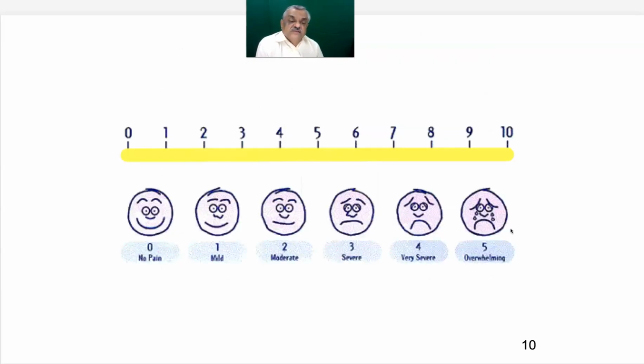Then of course we ask the patient about the severity of the pain. The first was location, the second is severity, and as we know, 0 is no pain and 10 is overwhelming pain, where the patient feels like crying, and in Western literature they say it is so severe that you feel like committing suicide. I mean, it's extremely severe.